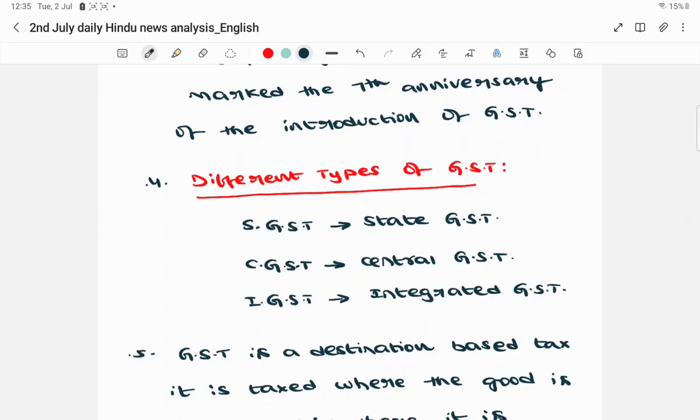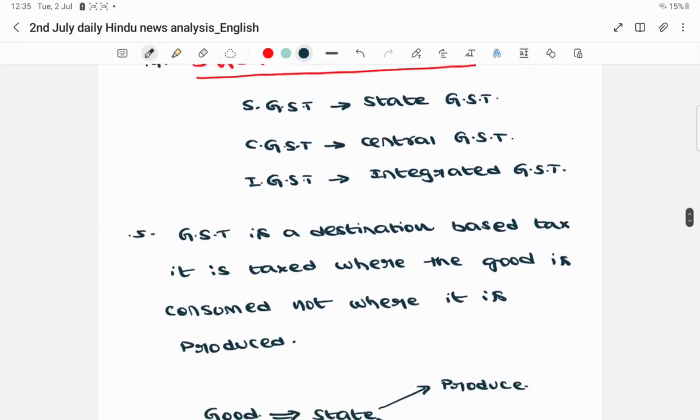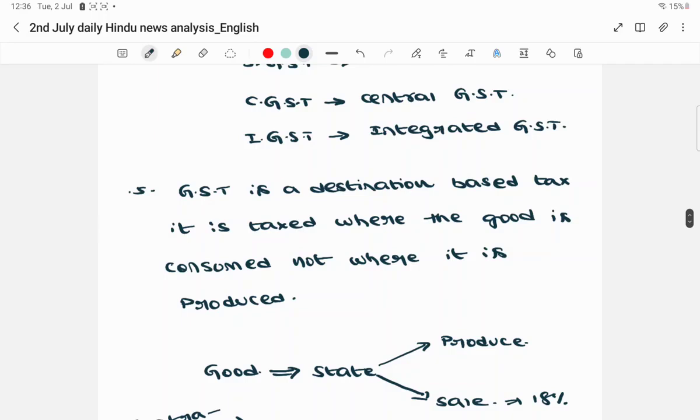SGST means State Goods and Services Tax, CGST is Central Goods and Services Tax, and IGST is Integrated Goods and Services Tax. Then comes one more important question: whether GST is a destination based tax or a source based tax. You should understand that GST is a destination based tax. That means wherever the good is consumed or sold, there the GST will be levied, rather than where it is produced. Read this point: GST is a destination based tax. It is taxed where the good is consumed, not where it is produced.